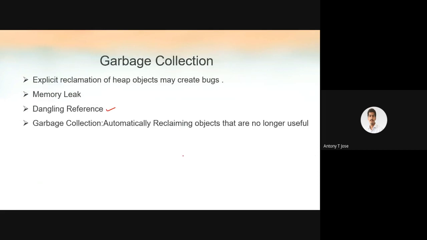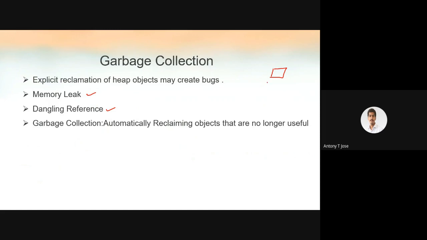Next one is memory leak. What do you mean by memory leak? Memory leak is something like the reverse of dangling reference. In that, the object exists, but there is no pointer which points to that object, or there is no reference to the object, so the object cannot be accessed. That is called memory leak.